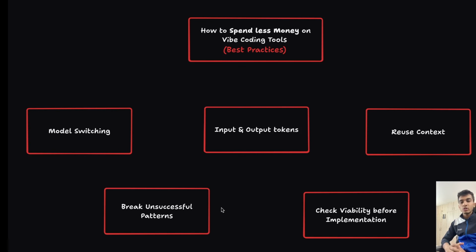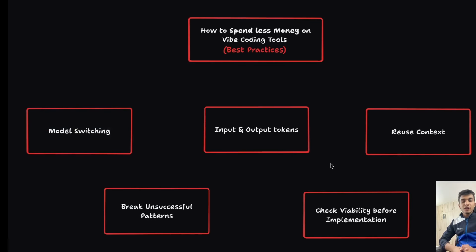For example, when the AI is debugging, or you've asked the AI to implement a feature and it's unable to do so, you don't want to keep telling it the same thing again and again, like please fix it, or just keep telling it the error. Sometimes you have to nudge it, tell it to think of a new solution, and that's what you want to do. So break unsuccessful patterns, because those can burn a lot of money. And a lot of vibe coders spend most of their money on those unsuccessful patterns. So make sure to do that.